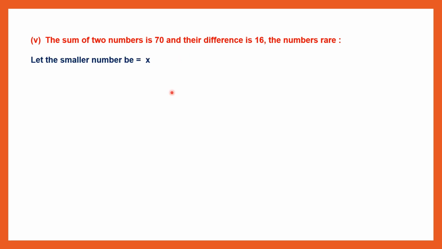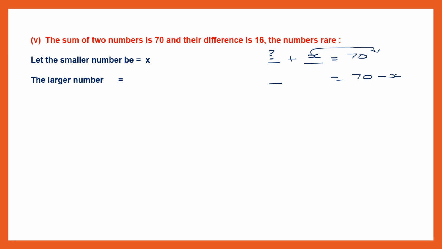So we're going to start by saying let the smaller number be x. Then what will the larger number be? Suppose I have two numbers, and the sum is 70. And I take the smaller number to be x. This we're just trying out to see whether we can get the smaller and the bigger number. So how do I find this? This number will be equal to 70 minus x because I'm transposing this x to the other side. So the larger number is 70 minus x.